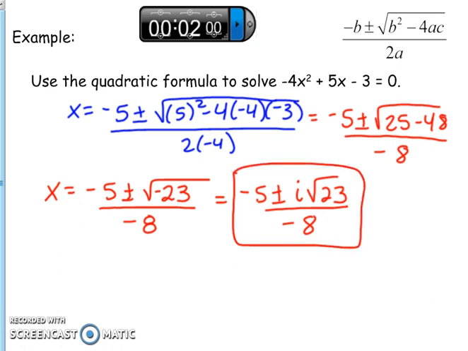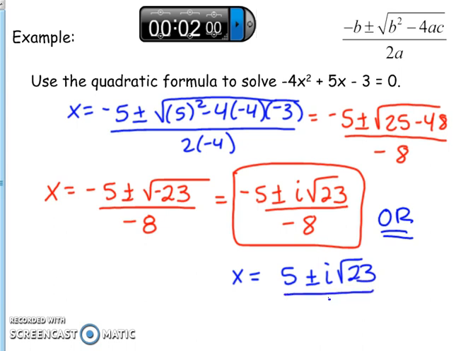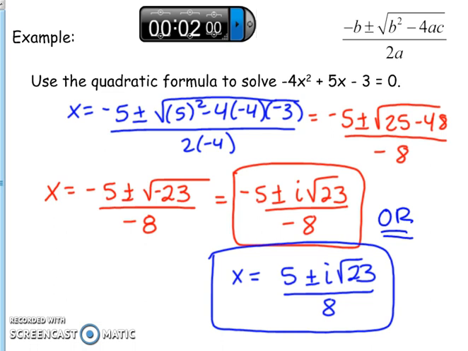If you want to get rid of the negative 8 in the bottom and make it a positive, again, just change all your signs. So that your other answer, you can have x equals positive 5 plus or minus i radical 23 over positive 8. And the reason that the i isn't changing to a negative i is because of that plus or minus. If I change it from a positive i to a negative i, it's not going to change it because of that plus or minus. So we leave that as our answer. Okay?